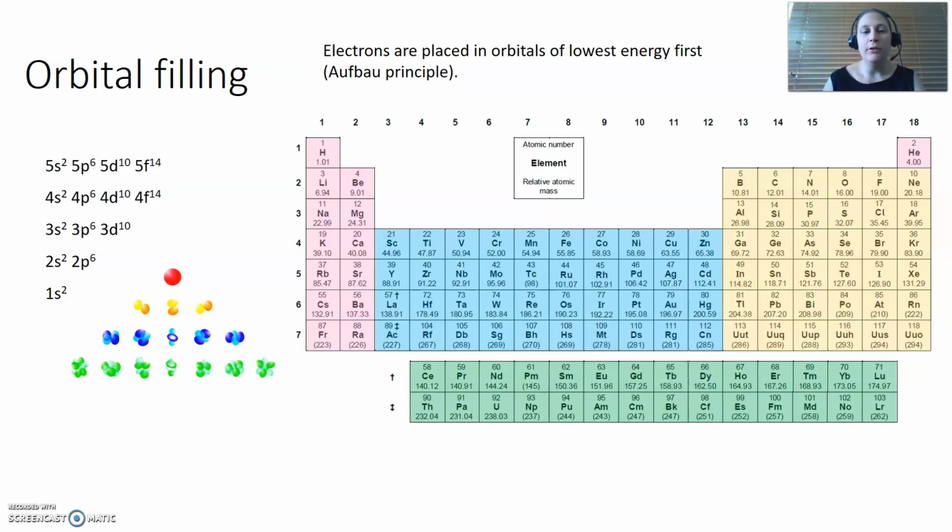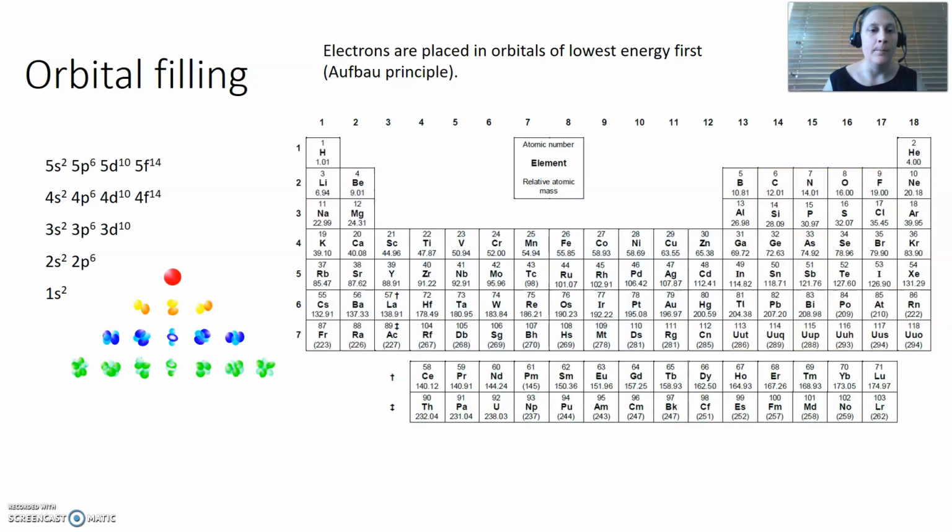You can use the periodic table to help. I've tried to color code everything so that you've got your s orbitals or your s block of your periodic table, which is red or pink-ish. You've got your p block of the periodic table, which is yellow, like your p orbitals over here. You've got your d block, where the d electrons are filled, which is blue in the middle there, and the f block we don't really deal with, but they are in green.